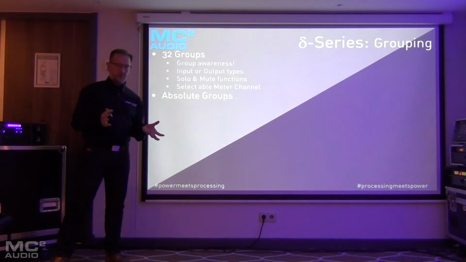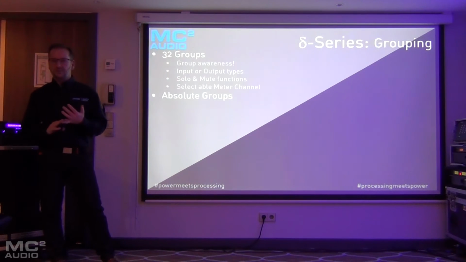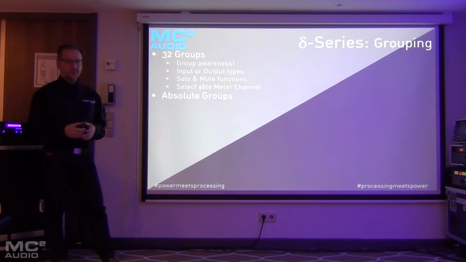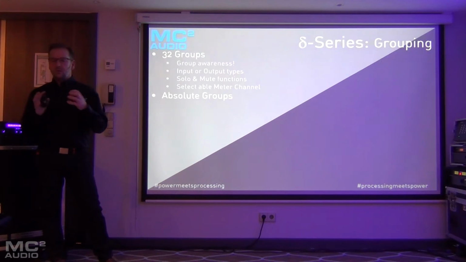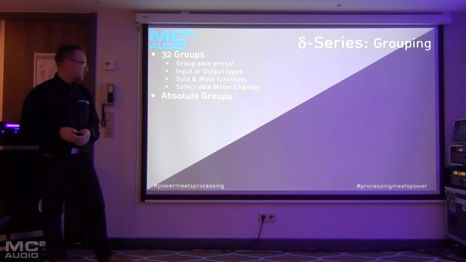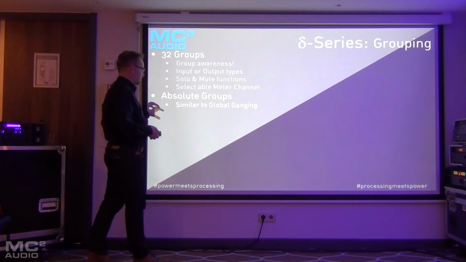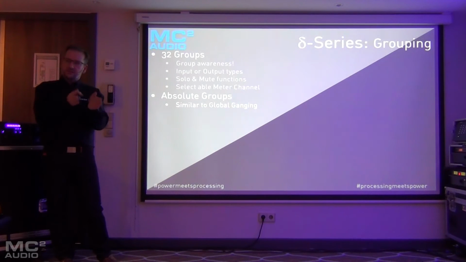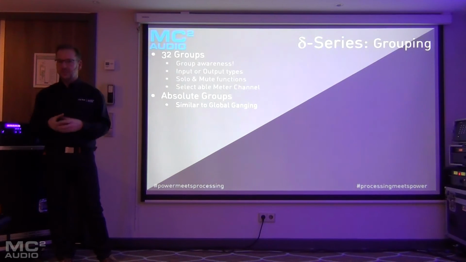So there are two types of groups, what we call absolute groups and relative groups. So the difference between the two is that in absolute groups, all the channels in that group have the same settings, so there's no offsets or differences allowed between the channels. And the relative groups allow you to have differences between the channels but treat them as one group. So absolute groups are similar to global ganging in that all the channels assigned to that group have the same settings.